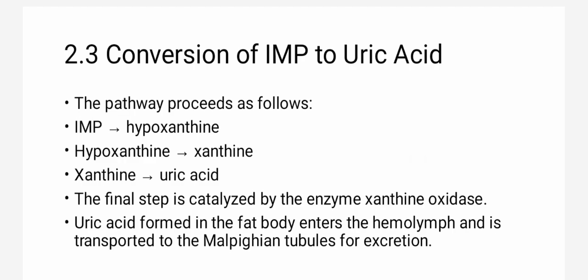Next is the conversion of IMP to uric acid. In this pathway, the IMP is first converted into hypoxanthine, then the hypoxanthine is converted into xanthine. Xanthine will be converted into uric acid. In this step, the xanthine acts with the xanthine oxidase enzyme, which converts it into uric acid. The uric acid is formed in the fat body, which then enters the hemolymph. Then it is transported to the Malpighian tubules for excretion.